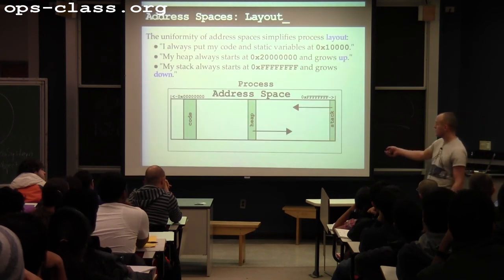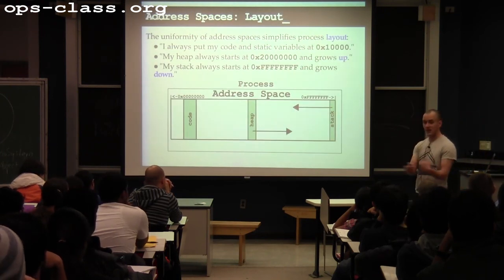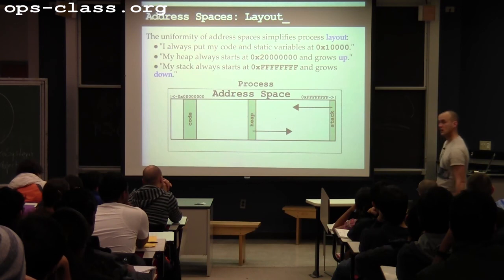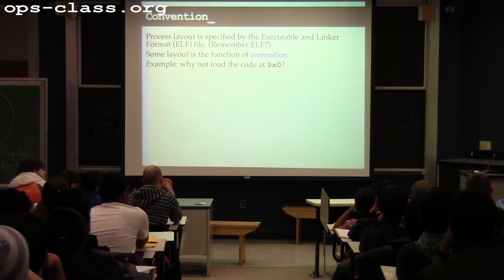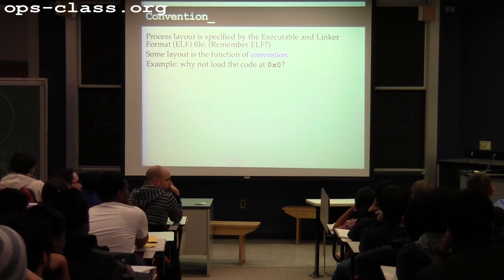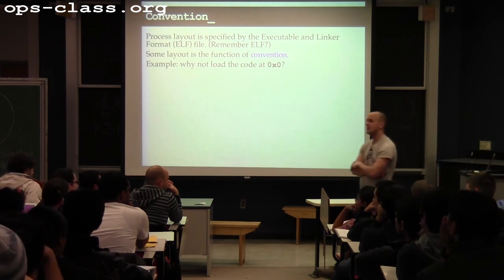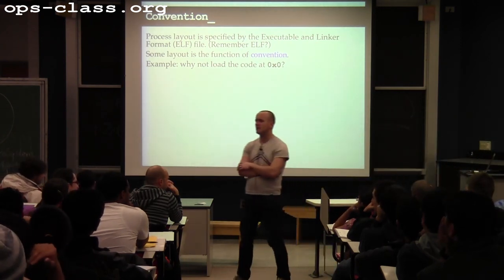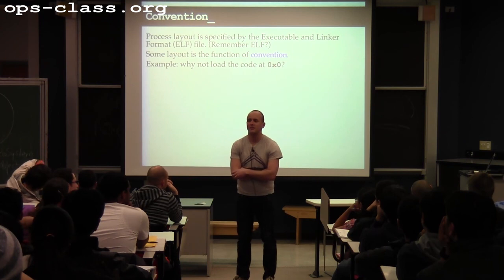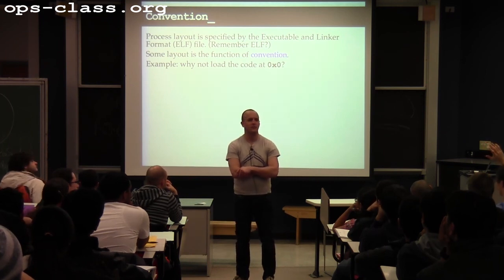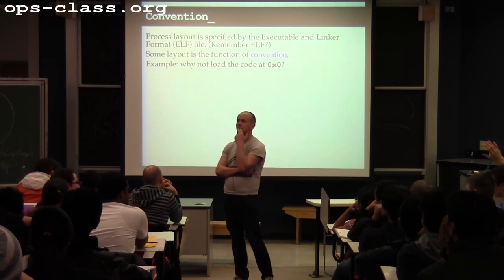But why not load the code at zero? If I loaded the code at zero, I would have more space for my heap, because I could put the heap way down there and I'd have more memory. So why not load the code at zero? Yeah. Room for the language itself? Room for the language? No, there's nothing down there at zero. Nope. Processes contain no such instructions. Those are loaded in other places. Yeah, Damien.